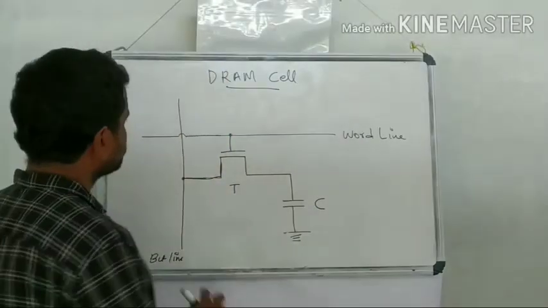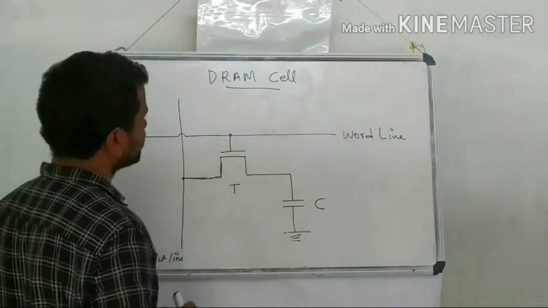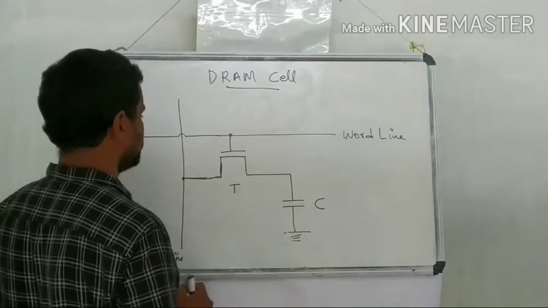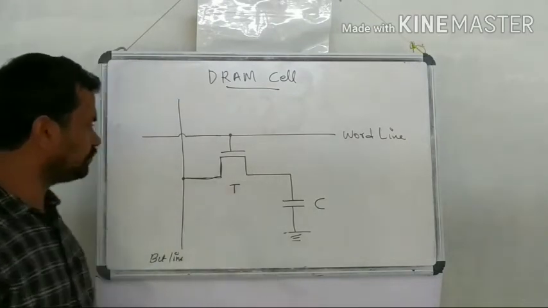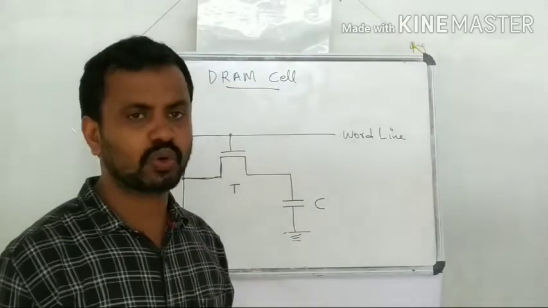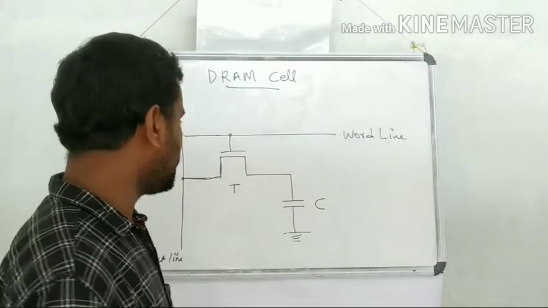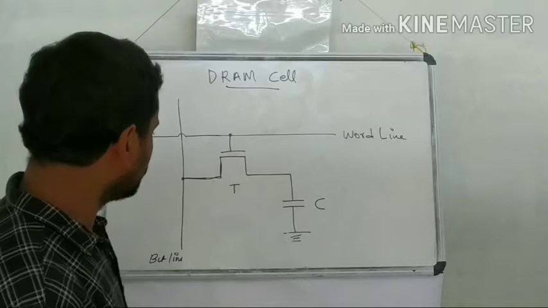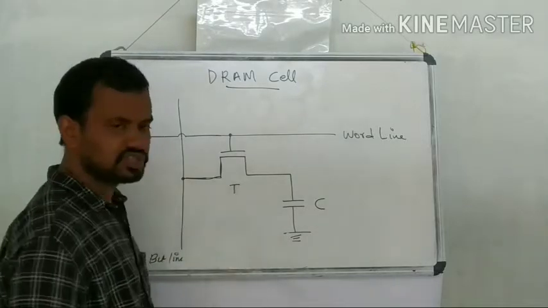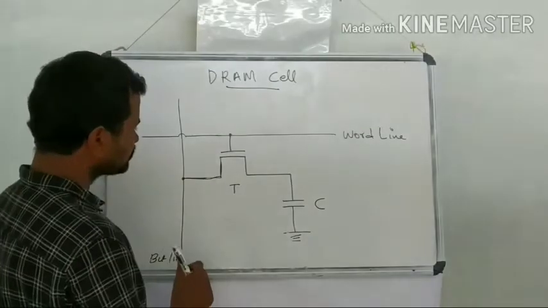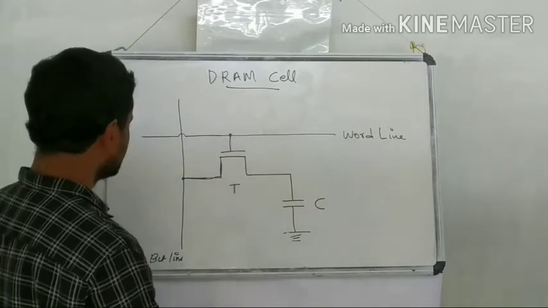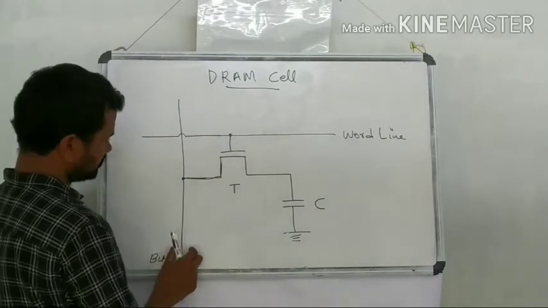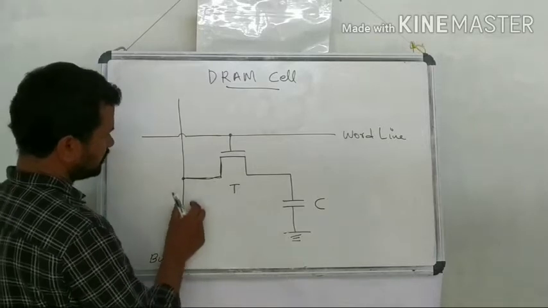Then this is the circuit diagram corresponding to a single cell. Here we have one transistor and one capacitor, and the information is stored as a charge on the capacitor. The transistor is used as a switch or pass transistor, and the gate input is connected with the word line, and this part is connected with the bit line.